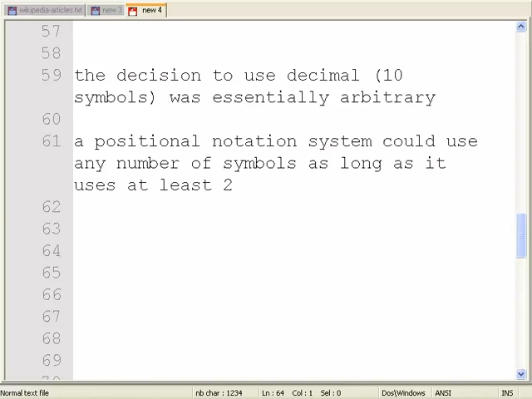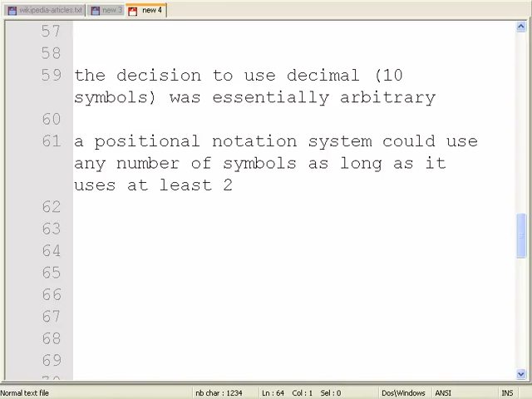Understand that a positional notation system could use any number of symbols as long as it uses at least two. So you could have a base 3 system, or a base 18 system, or a base 1017 system, or whatever. And so the decision to use base 10 was really just an arbitrary historical decision. It was likely because we have 10 fingers and 10 toes, so it seemed natural to people to use base 10.